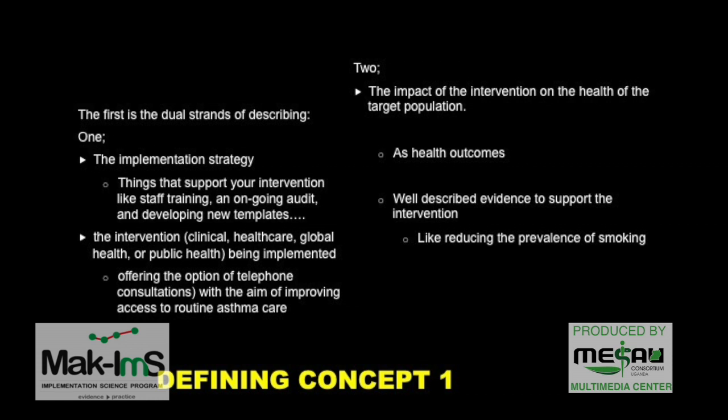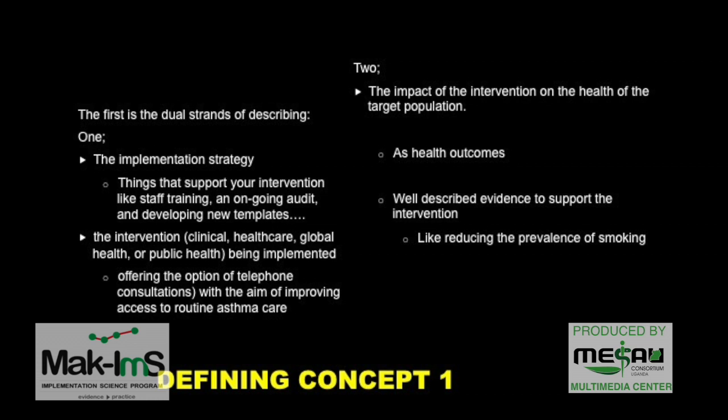There are 2 important concepts that underlie this checklist. And the first one, on its own, already has 2 components. It's dual strand, as they keep referring to it. I kept thinking of the double helix DNA. So, 1 is your implementation strategy together with your intervention, right?